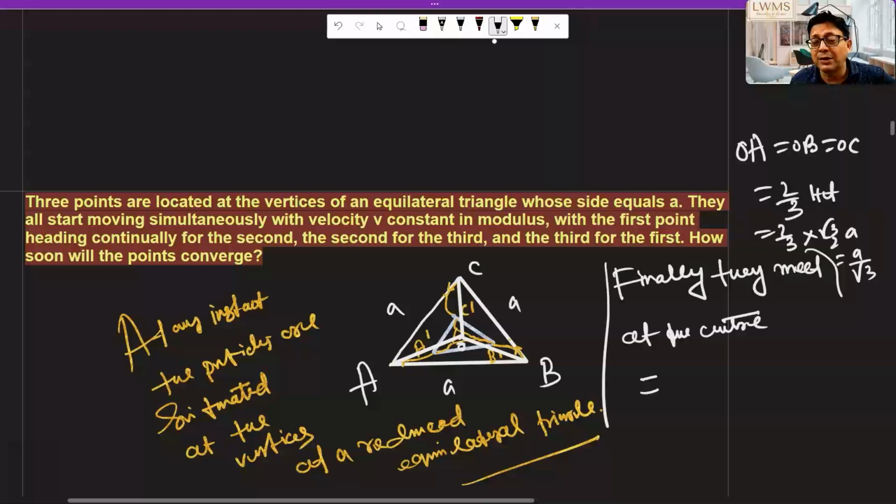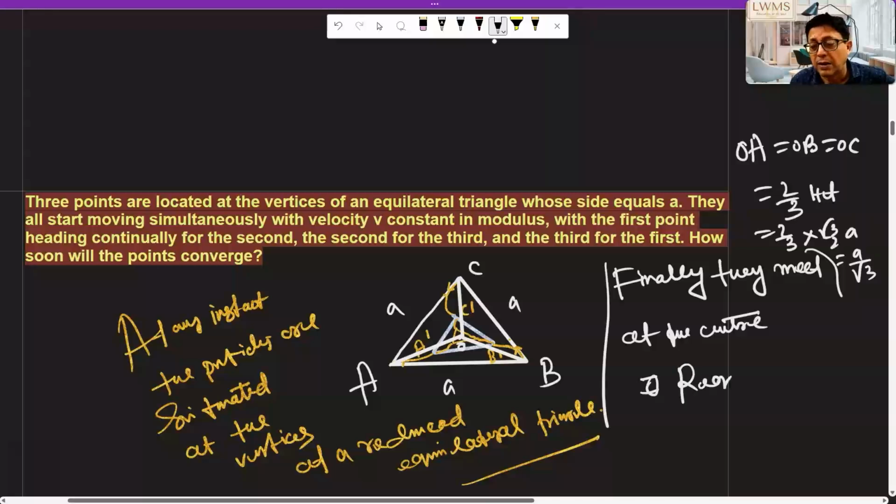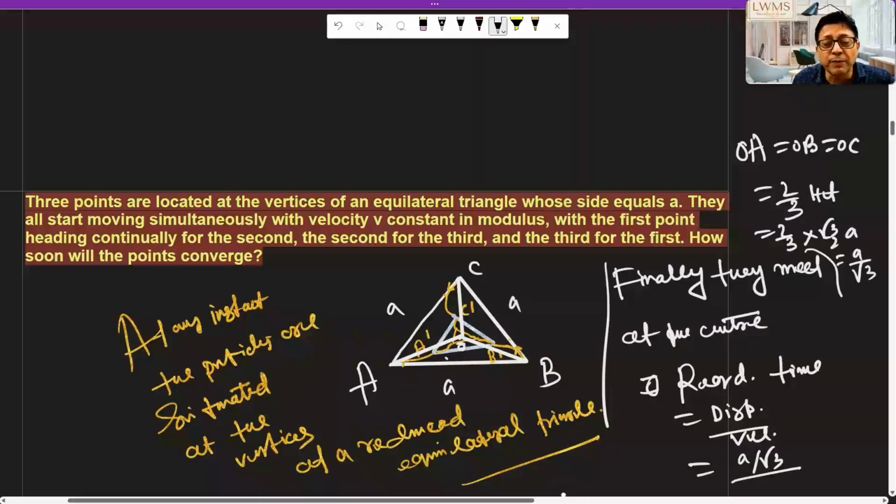So the required time will be what? Required time will be displacement by velocity. What is the displacement here? A by √3, and the component of velocity in this direction. Partly vector concept is required. V this way, U or V, whatever is given. So the component of velocity in this direction will be V cos theta. V cos, this theta is 30 degrees. Put the value, it comes to be 2A by 3V.